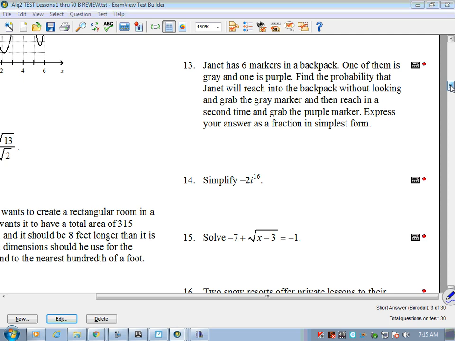So probability is desired over total. She's got 6 total markers. She's only got 1 that's gray. So she's got a 1 in 6 chance of reaching in and getting that gray marker. But once she's got that gray marker, now there's only 5 markers in the bag, and she wants to grab the purple one. There's only 1 purple marker that we're told about. And so we're going to multiply those things. We should get 1 over 30. She's got a 1 in 30 chance, and that's our answer, 1 in 30.